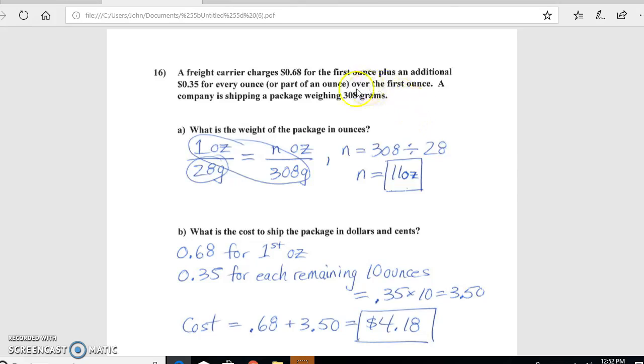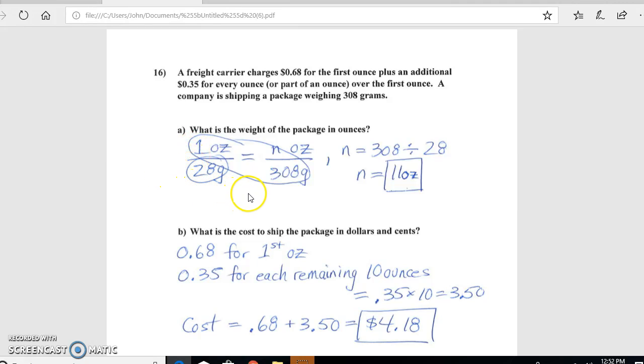So we need to convert the grams to ounces. Grams is a metric unit, ounces is a US unit. So we can go to our formula sheet, and looking on the right-hand column under the weight formulas, we find a formula that says 1 ounce is equal to 28 grams. And we can put that formula into this form here as a ratio.